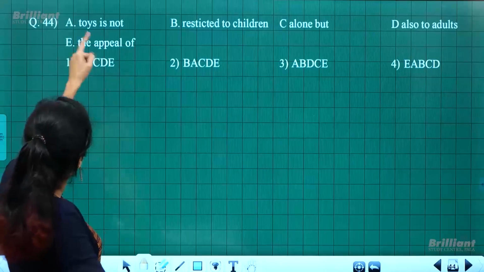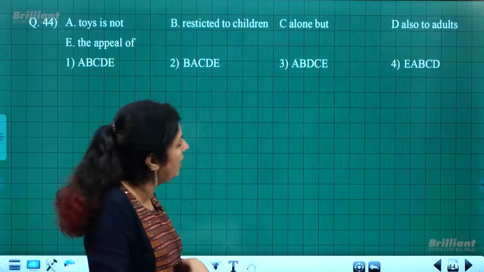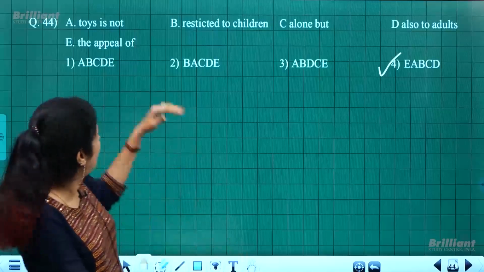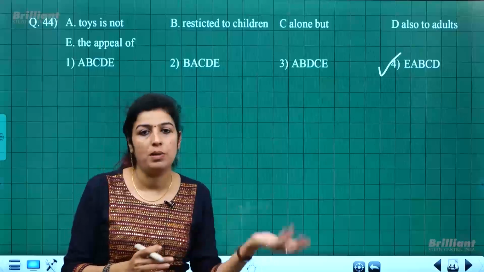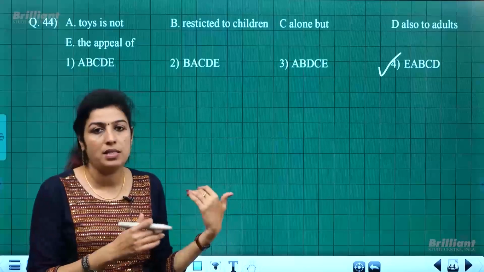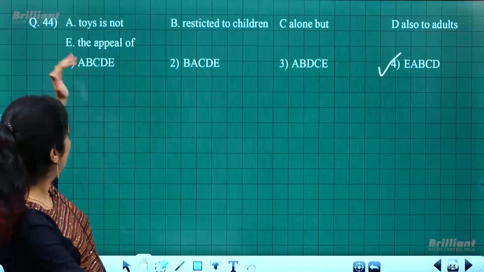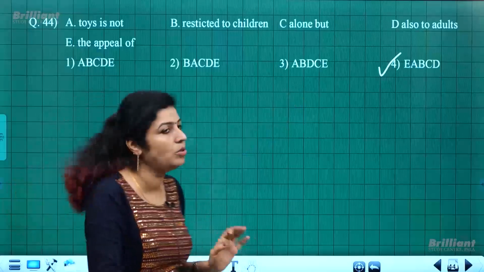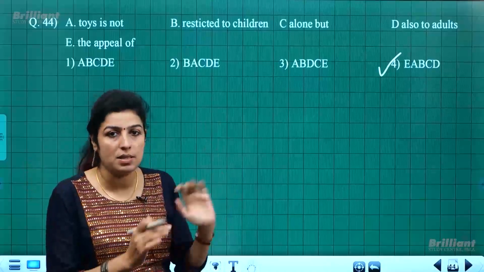The appeal of toys is not restricted to children alone but also to adults. So E, A, B, C, D. Only that the last option, if you put that in the first place, of course it would become a sensible sentence, which is grammatically also correct. So let us read it again. The appeal of toys is not restricted to children alone but also to adults. So in that sense, it would become a sensible sentence.